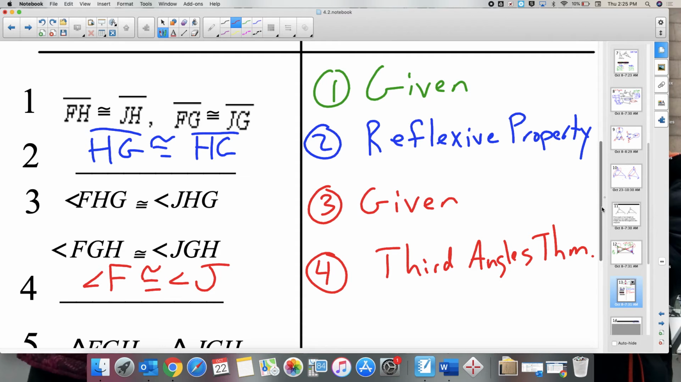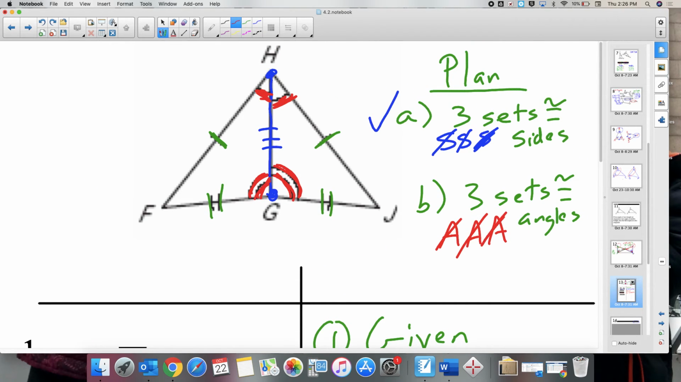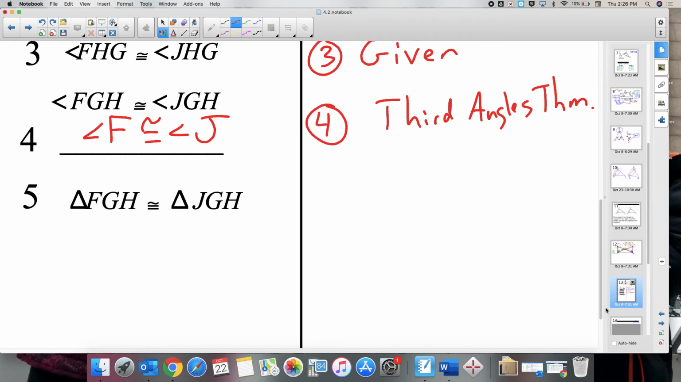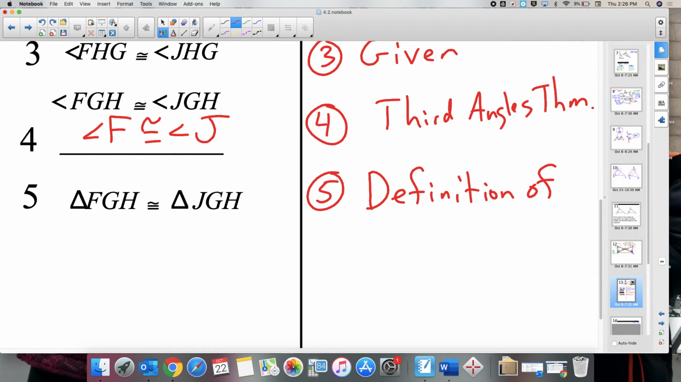Once we show that we have all 3 sets of sides equal, and now all 3 sets of angles are equal, our triangles have to be congruent. So we name our 2 triangles to be congruent. As for your reason, this is your definition of congruent figures. This is what it means for figures to be congruent. All their sides are congruent. All of their angles are congruent. If you want to say congruent triangles, that's fine too. But that's your definition of congruent figures.